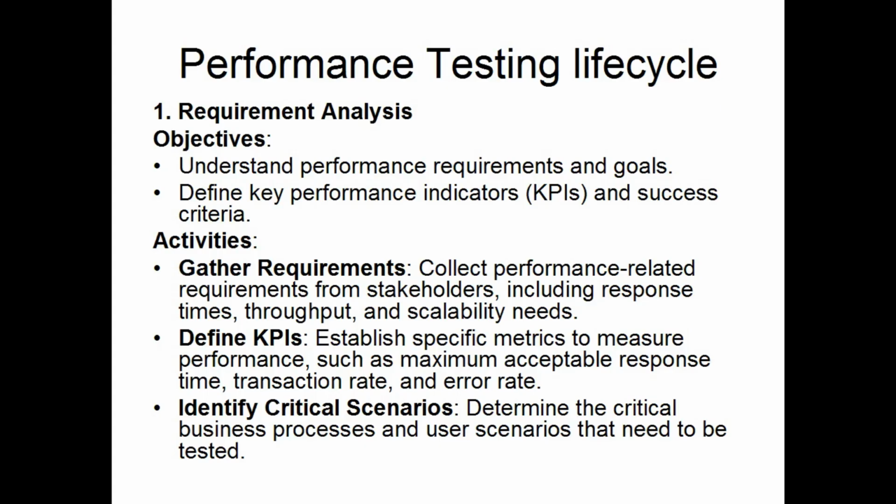Activities during requirements analysis are gathering requirements: collect performance-related requirements from stakeholders, including response times, throughput, and scalability needs. Define KPIs, key performance indicators: establish specific metrics to measure performance, such as maximum acceptable response time, transaction rate, and error rate. And identify critical scenarios: determine the critical business processes and user scenarios that need to be tested. For example, it could be defining the regression scenarios or smoke testing scenarios for performance tests.